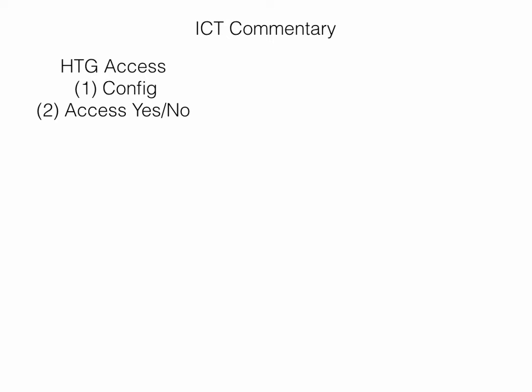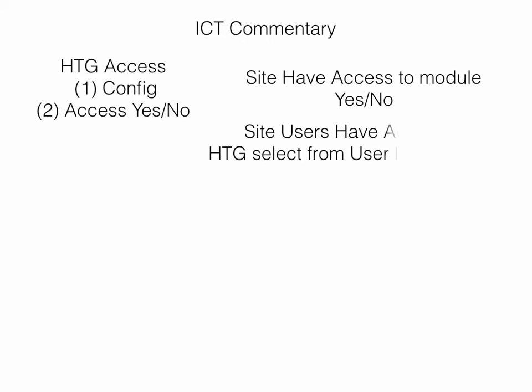Standard stuff there, HTG admin, there's two levels, we've got config and we've got access, yes and no. That table is already set up. Site, have access to module, yes and no, that table is set up. Site users have access read-only to this module. HTG, select from a user list for each site that has this module activated. There will be no admin rights for the particular site.